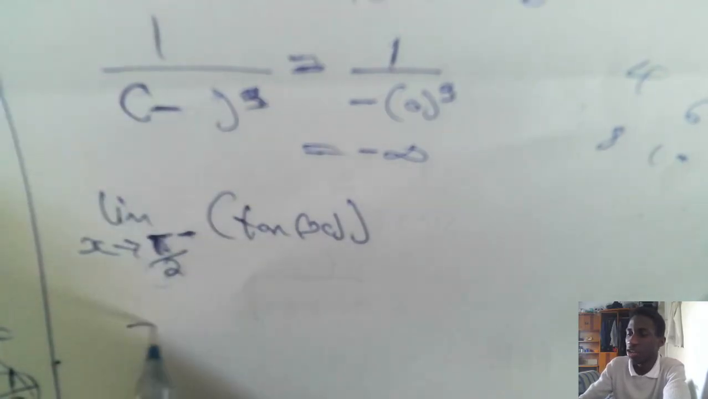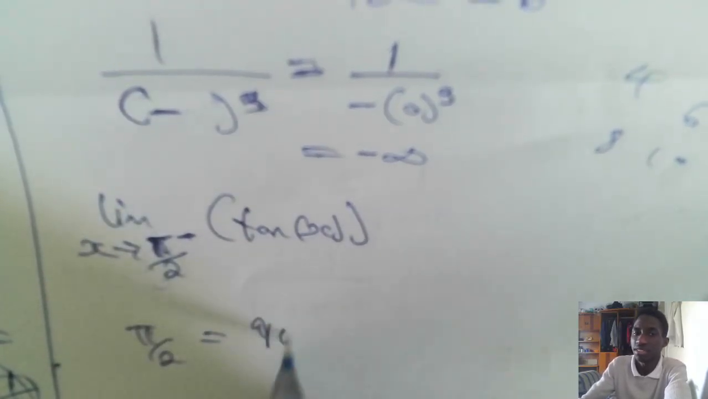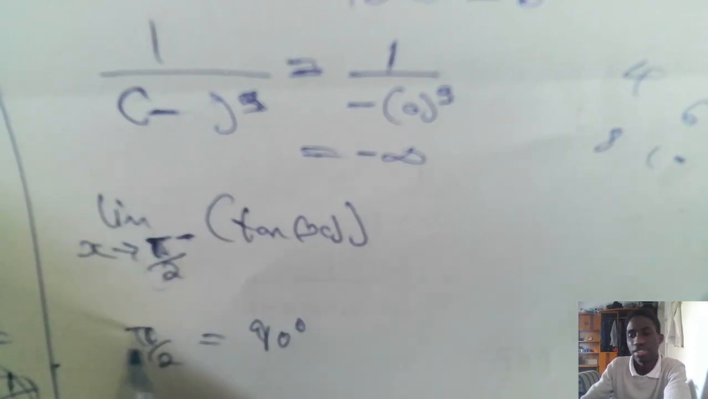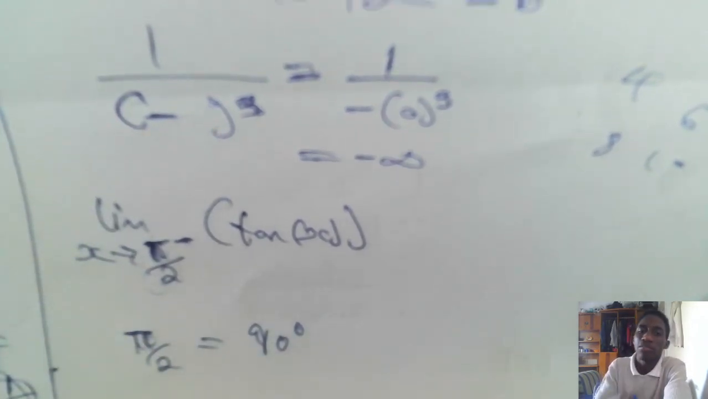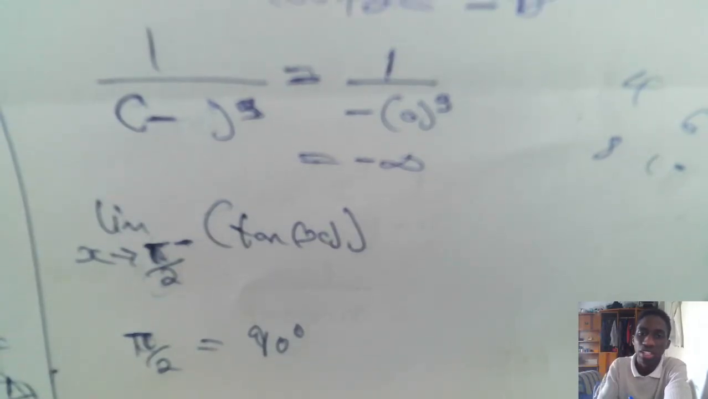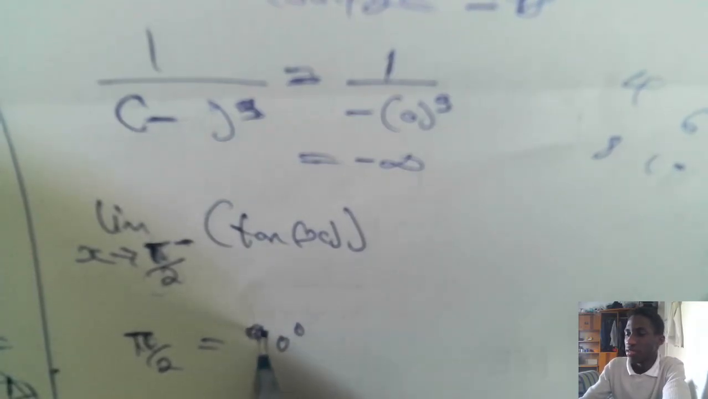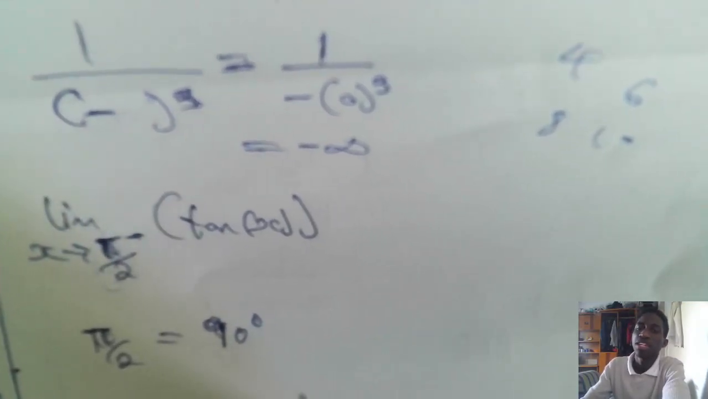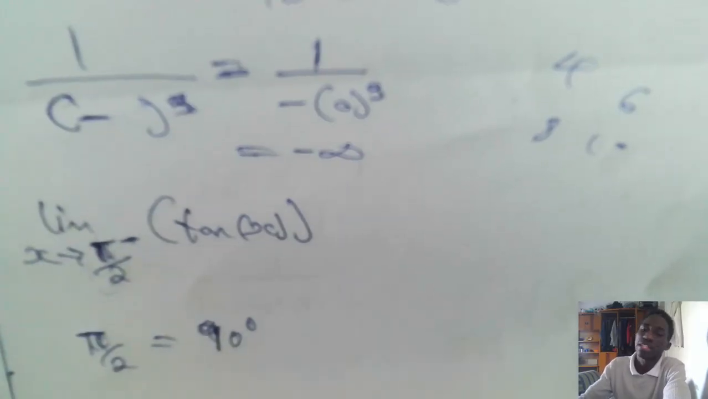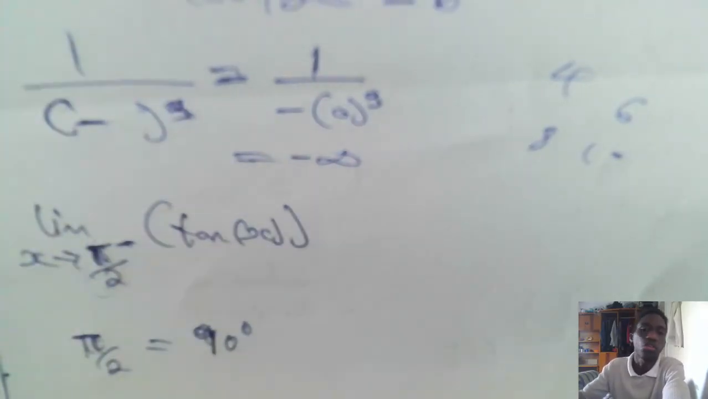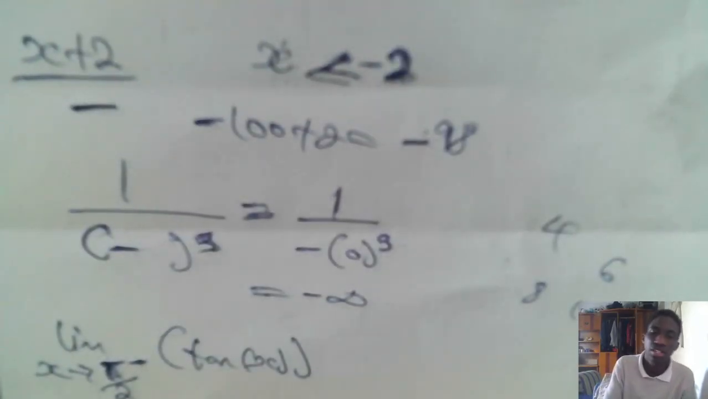So pi over 2, as we all know, is in radians. Pi over 2 is 90 degrees. Again, I don't really have time to cover what radians are and all that. We are focusing on limits in this video. So 90 degrees. It helps when you understand the graph of tan x. So of course you need some training beforehand.